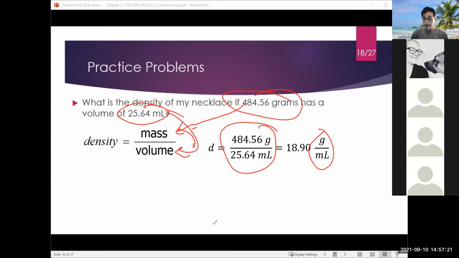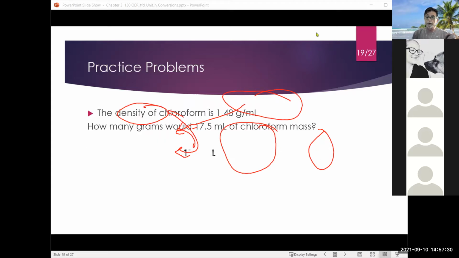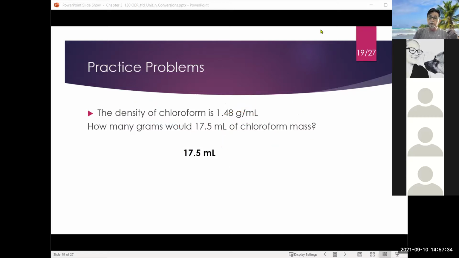Oh, okay, so that's what you were saying, that it depends how you set it up. Right. Because if we were to set it up the other way, the milliliters would cancel out and you would just have grams. Like for example, yeah. Let me give you, I think I know where, like right here. So here the problem says, how many grams would be 17.5 milliliters of chloroform? So we write down what we're given, okay?